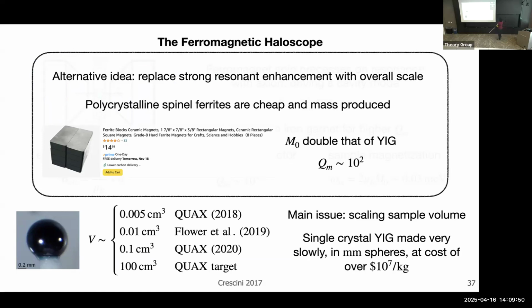And so here's another idea, which is that everything has been coming all in on how can we make the resonant enhancement as much as possible. But there are other concepts for detection that don't require strong resonant enhancement, where you try to go more broadband. And if you give up on maximizing the quality factor, you can open up the kind of materials you can use by a lot. So for example, there's these materials called polycrystalline spinel ferrites. And these are very cheap and well mass-produced.